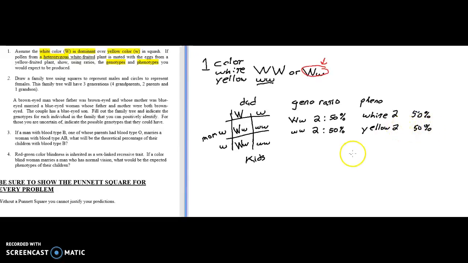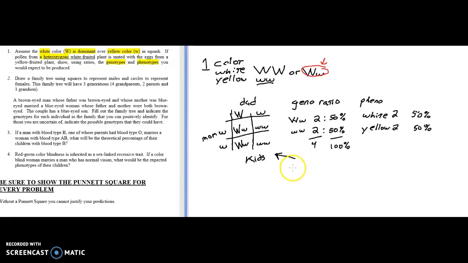Whichever way works. Doesn't matter to me. So you decide which way you're more comfortable with, ratios as percentages or whole numbers. Keep in mind, you have 4 possible outcomes here. So when you do the ratios, add them up. They better equal 4. Percentages better equal 100%. Make sure you can tell me the genotypic and phenotypic ratio, and you have to be able to back it up with a Punnett square. Don't just say, I think. Back it up with the Punnett square.